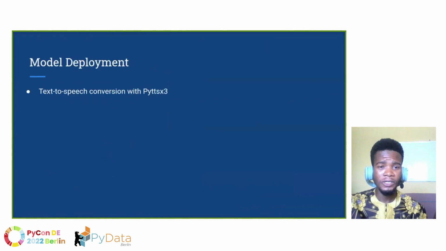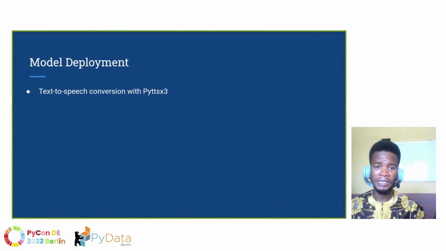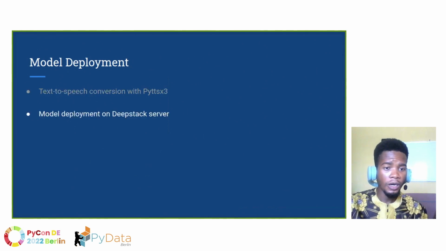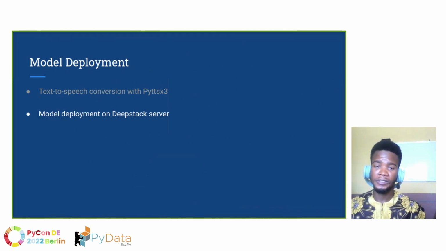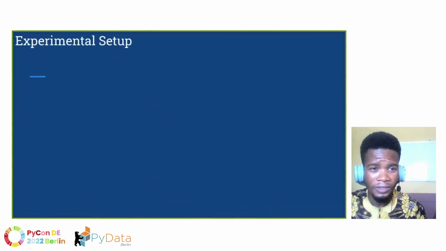I deployed the YOLO model since it was my best performing model, and I did a conversion with PyTorch. Then I deployed the model on DeepStack server. DeepStack server is simply a wrapper around Docker, so I'm basically using Docker for my deployments. All right, so here's the demo.